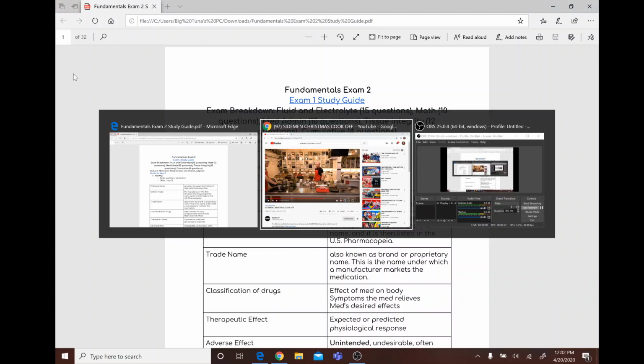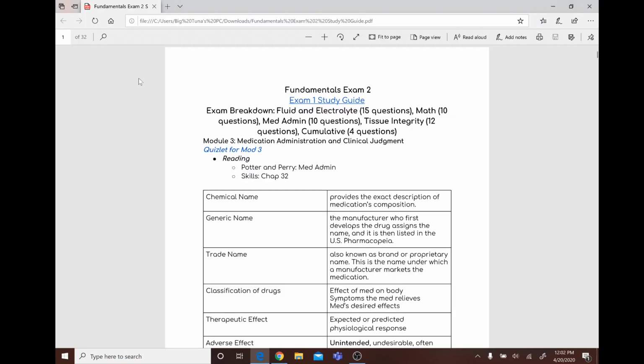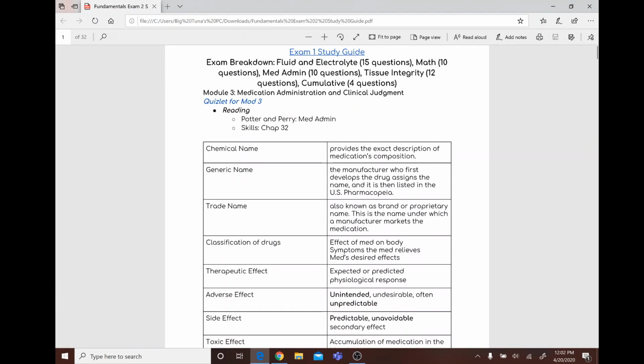Alright, today we're going to go over the Fundamentals Exam 2 study guide. Run through it. A chemical name provides the exact description of the med's composition. What is the generic name?